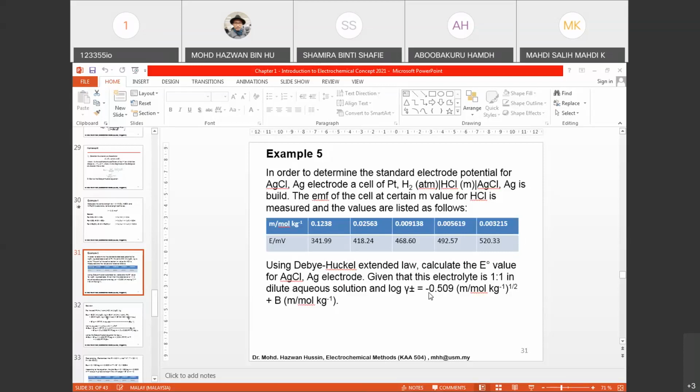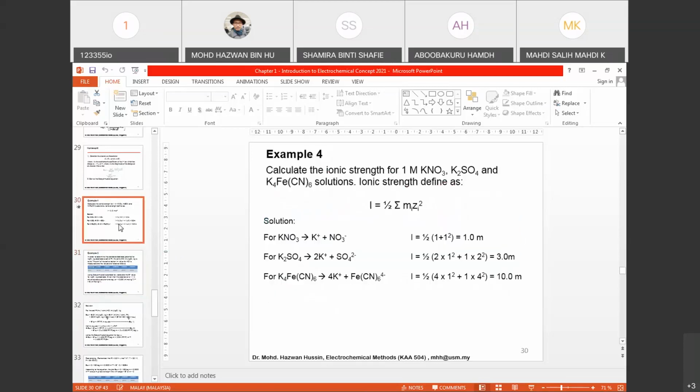And right, I think last week we stopped till here. I think on the ionic strength, activity coefficient, and ionic strength.